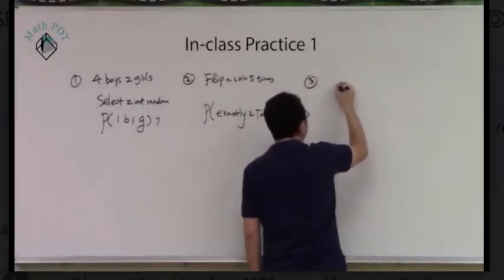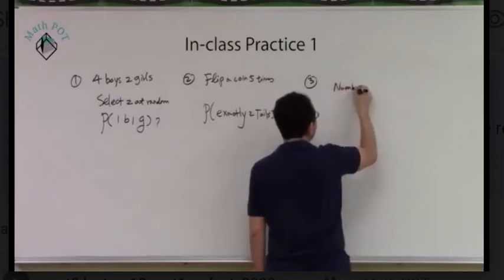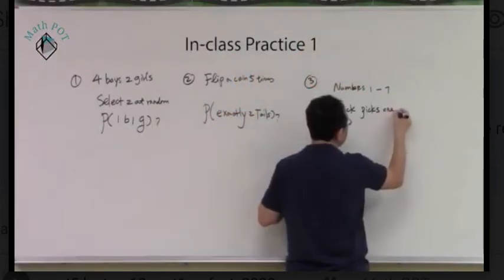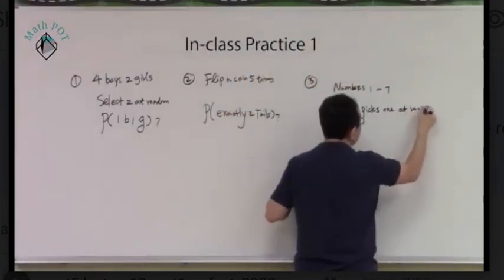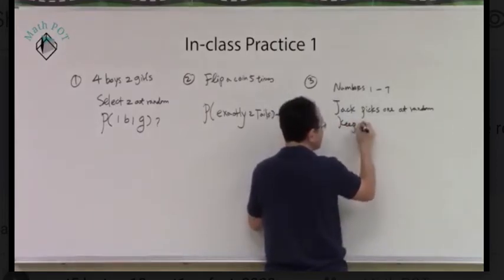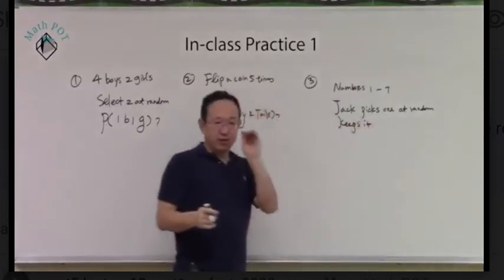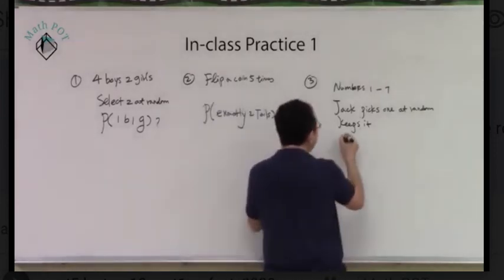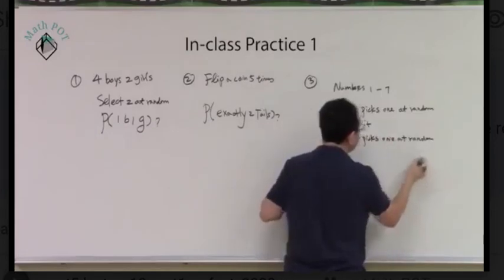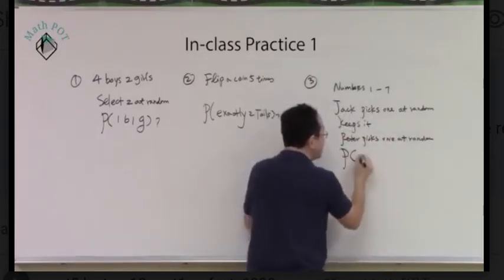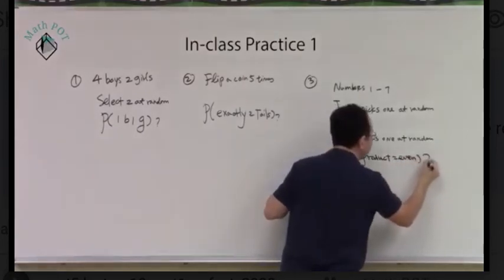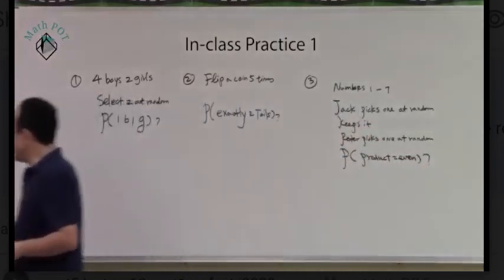In the bag, we have numbers from 1 to 7. Jack picks 1 at random and keeps it. So remember now, it's very clear, it's nothing but a without replacement problem. And Peter picks 1 at random. Let's try to figure out the probability that the product is an even number. Let's try to solve those 3 problems.